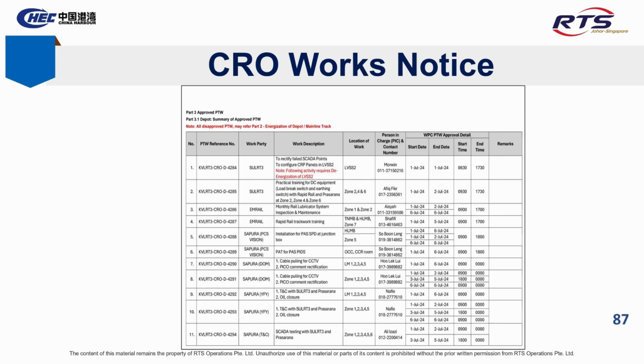Slide 87. CRO Works Notice. This slide displays a summary of approved PTW activities for depot areas. It includes PTW reference numbers, work party names, detailed work descriptions, locations, PIC contacts, and the schedule, start-end dates and times. Only activities listed here with proper authorization may proceed as scheduled. Disapproved PTWs are excluded and require reference to the energization notice.